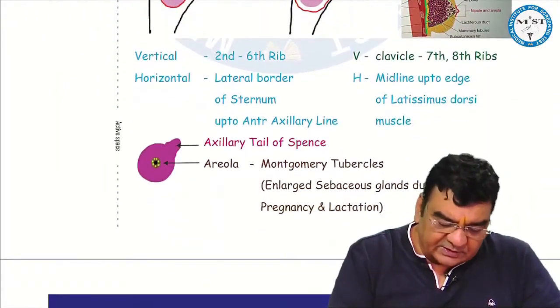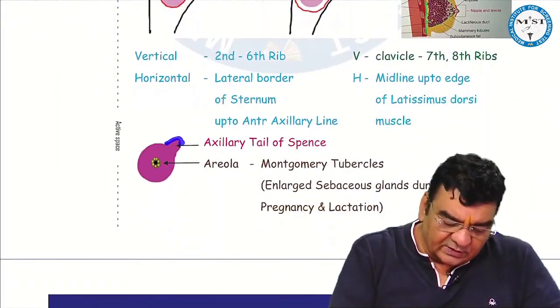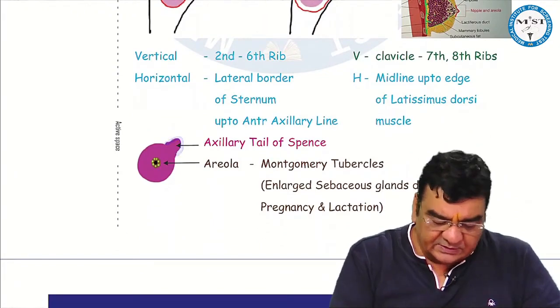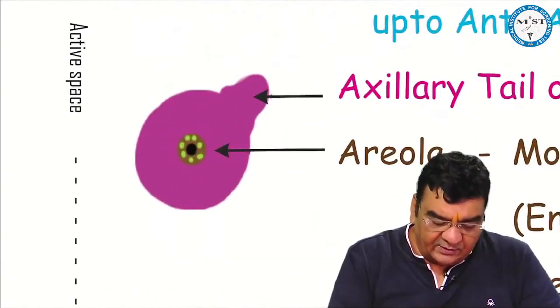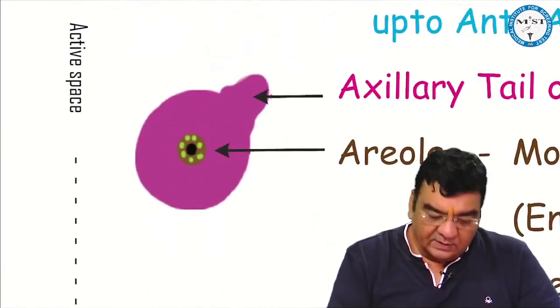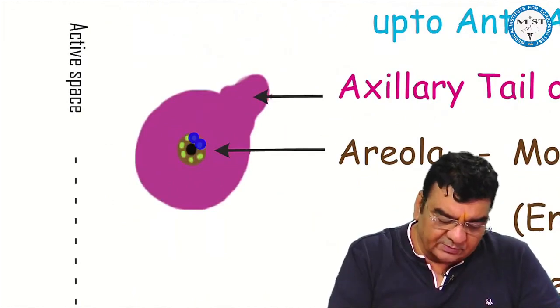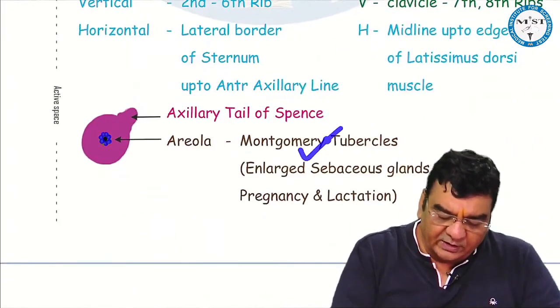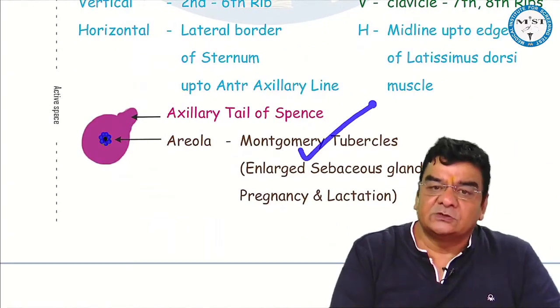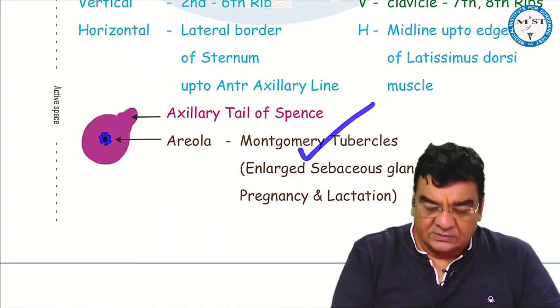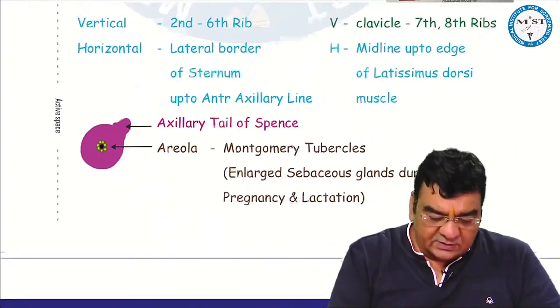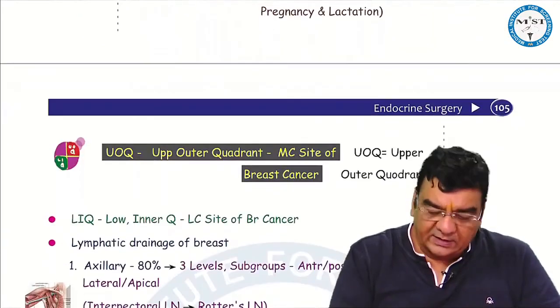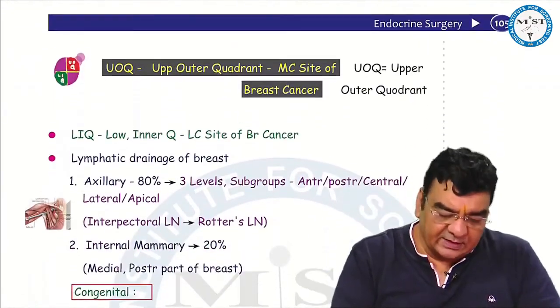Some portion of the breast extends into the axilla, which is called the axillary tail of Spence. And in the pigmented area around the nipple, the areola, there are sebaceous glands which enlarge during pregnancy and lactation and serve to lubricate the nipples, which are called Montgomery tubercles. The nipple is smooth erectile muscle tissue, that is why it is erectile.